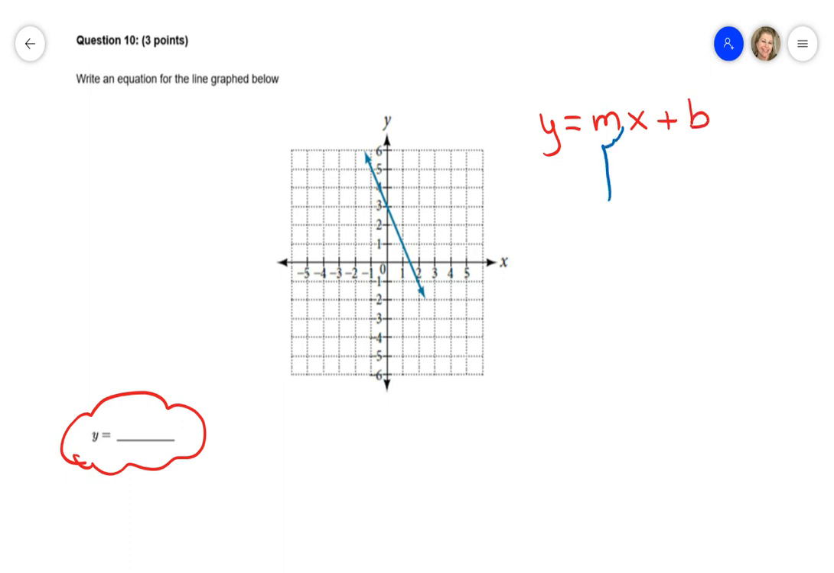Whatever number is right here, that is the slope of the line. And then whatever number is right here is actually the y-intercept. And I can tell from the picture that it does cross perfectly at 3. So the b is equal to 3.